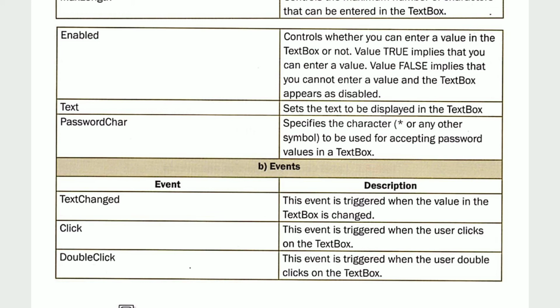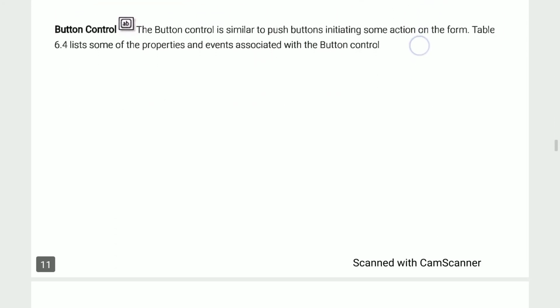The next one is the click event. When the user clicks on the text box, then this event is activated. Another one is double click. When the user double clicks on the text box after putting the value at the time of execution, then this event is activated. Now let's talk about another control, that is the button control.